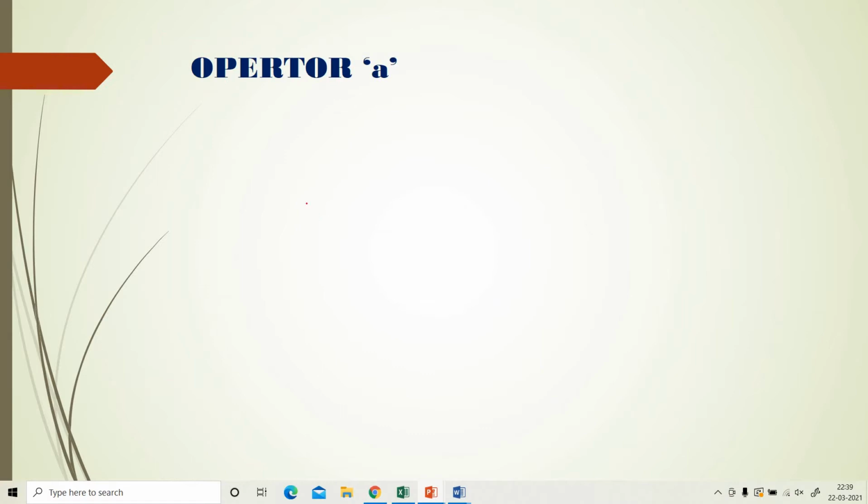Next, I am going to explain the operator A. The operator A plays a major role in symmetrical component analysis. How to write the operator A? A equal to 1 angle 120. It can be written as 1 e power j 120 or e power j 2 pi by 3.